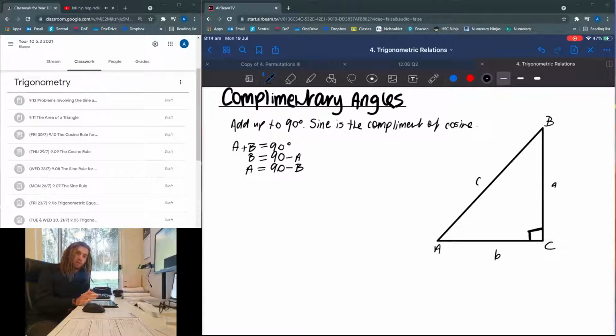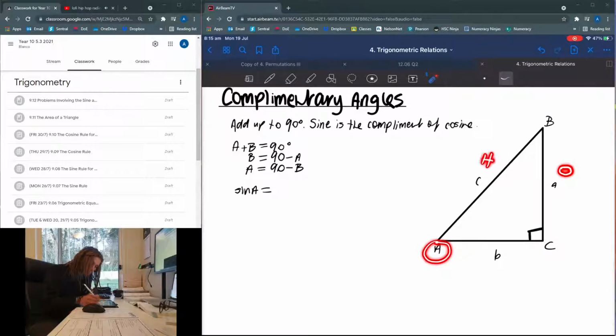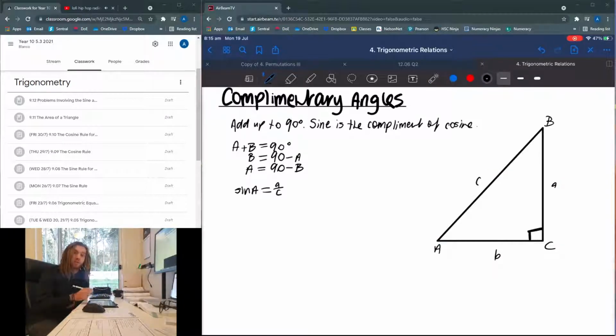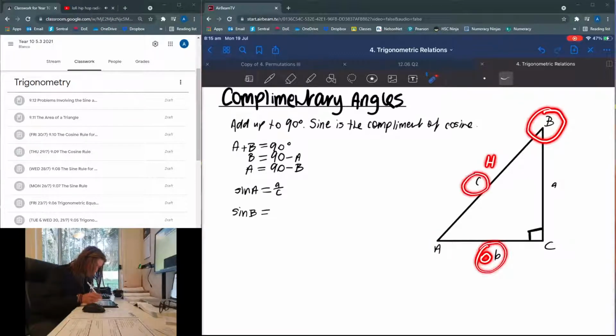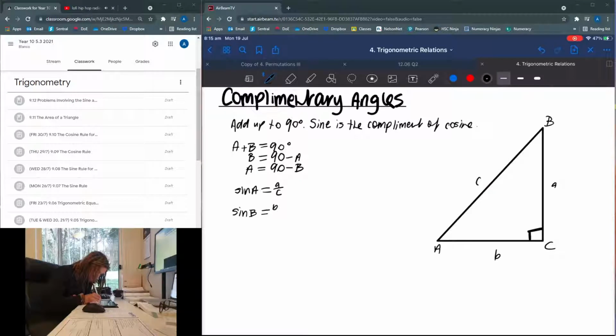I'm going to do that a different way. Let's suppose I wrote sine A. What is that? Well, A is my angle. Sine is opposite over hypotenuse. So opposite over hypotenuse, so A over C. That's the first one. I'm going to start writing these out. Sine B. So instead of using A as my angle, I'm going to be using B as my angle. So B, again, opposite over hypotenuse, so B over C.